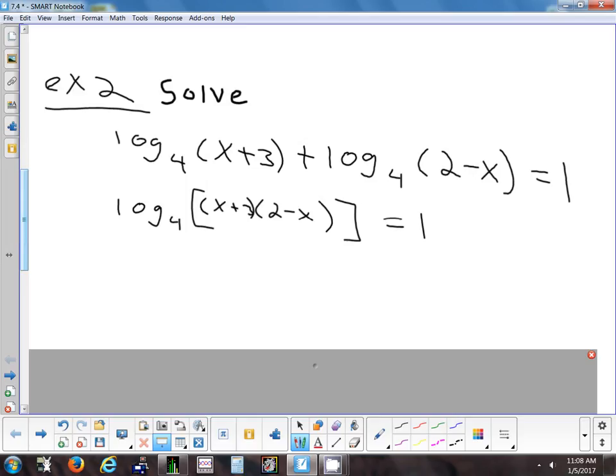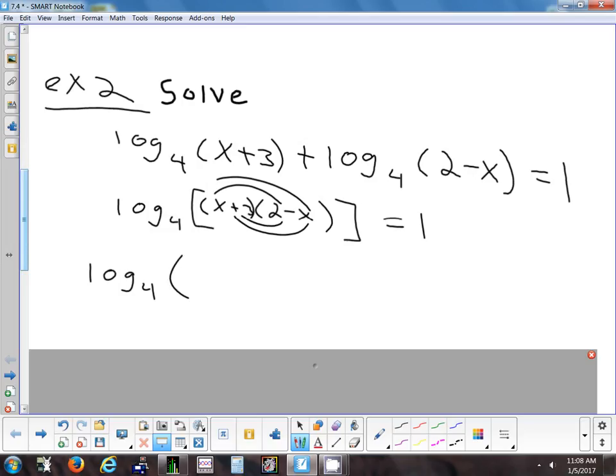Okay, any questions on that step? Okay, now we've got to do a little bit of algebra. Sam, how do I multiply these two things together? Yeah, I have to distribute, okay, just like that. Okay, so let's do that out and see what we got.